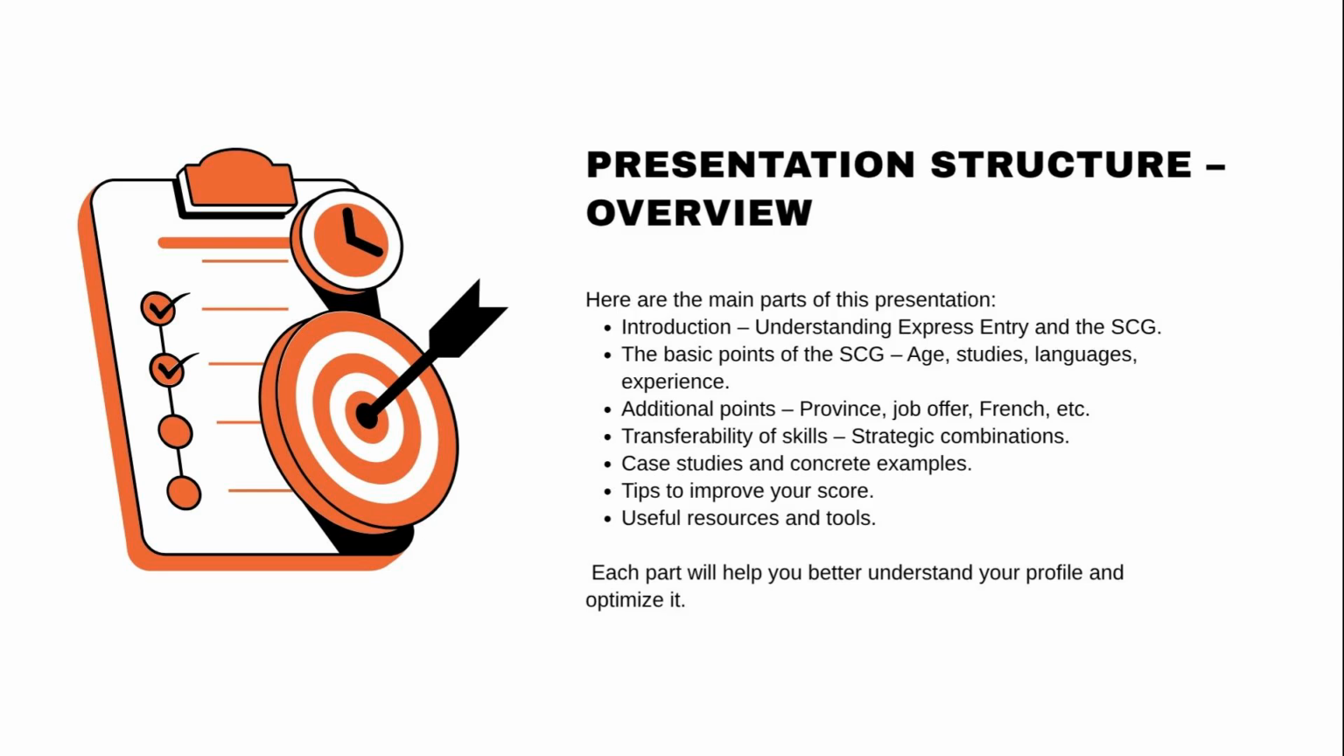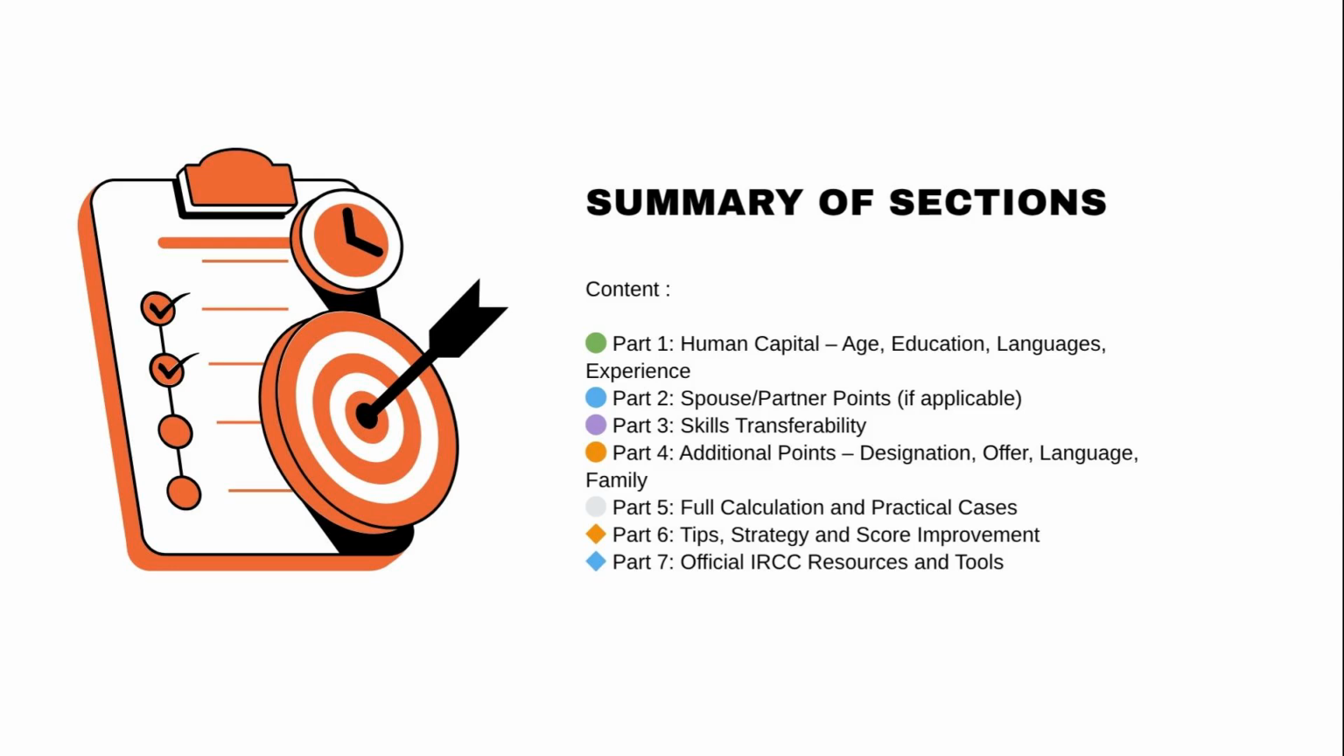To provide you with a clear overview, this presentation is divided into several parts. We'll start with the basics: your age, education, official languages, and experience. Then we'll look at the extra points, the famous bonuses that sometimes make all the difference. Then we'll move on to the strategic combinations, the transferability points, followed by case studies and concrete examples. Finally, I'll give you personalized advice on how to improve your score, as well as useful resources. The aim is that by the end of this presentation, you'll know exactly what to do to improve your chances of being invited.